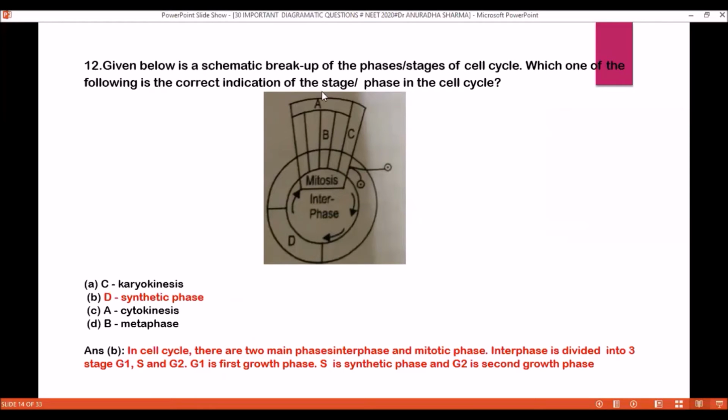Now given below is the schematic breakup of phases or stages of cell cycle. Which of the following is the correct indication of stage? We have to identify the stage. The first is karyokinesis, D is synthetic phase, A is cytokinesis and B is metaphase. So in this diagram of the cell cycle, basically there are two phases, interphase and mitotic phase. Interphase is divided into three stages, G1, S and G2. G1 is the first growth phase, S is the synthetic phase and G2 is the second growth phase. So option B, that is D, synthetic phase, is correct.